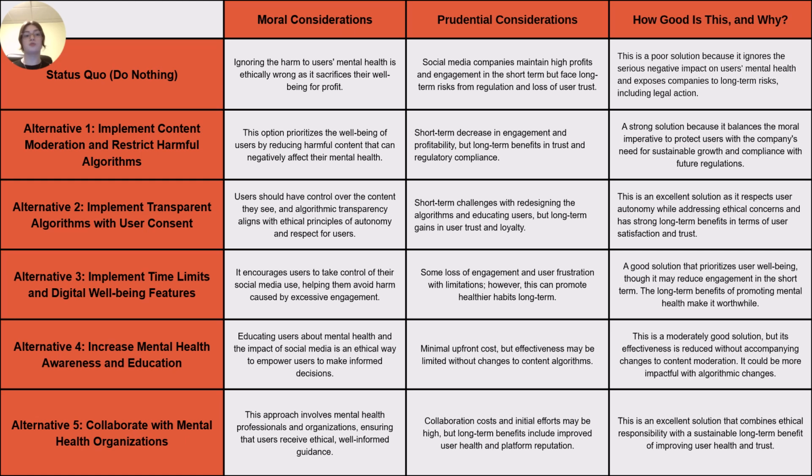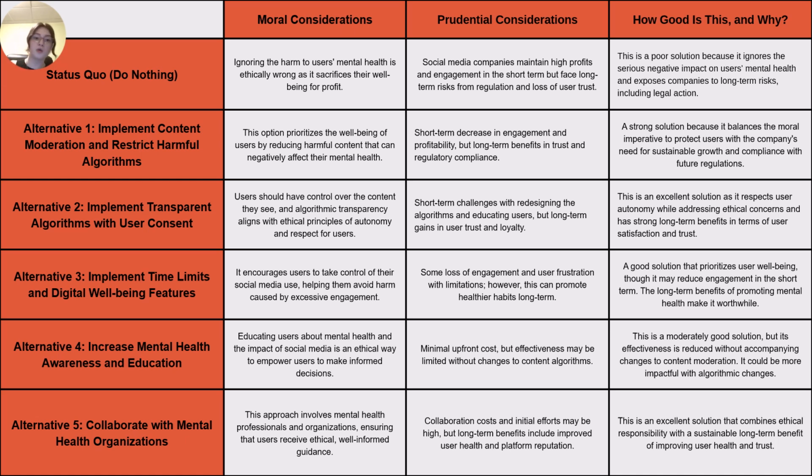So going through status quo, do nothing. The moral consideration is that ignoring the harm to users' mental health is ethically wrong, as it sacrifices their well-being for profit. Prudential consideration: social media companies maintain high profits and engagement in the short term, but face long-term risks from regulation and loss of users' trust. How is this good and why? So this is a poor solution because it ignores the serious negative impacts on users' mental health and exposes companies to long-term risks, including legal action.